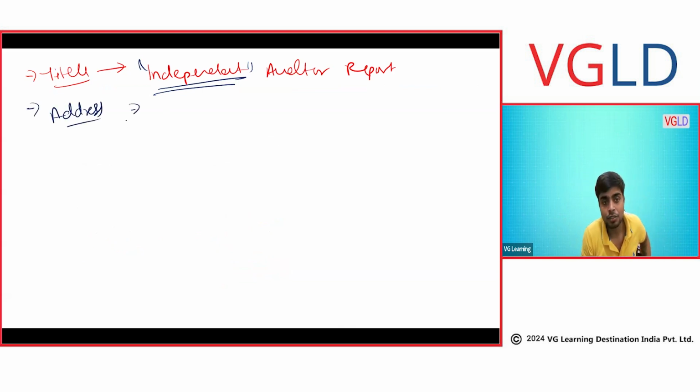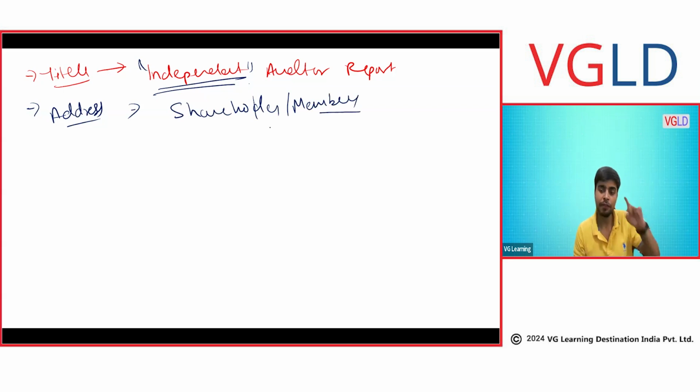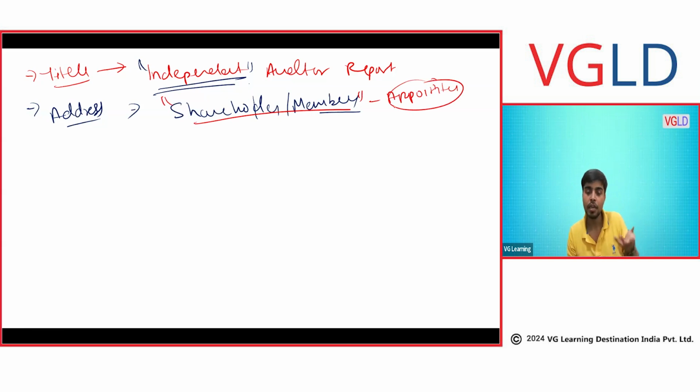And who will we address this to? We will address this to shareholders, also known as members. If it is written members or shareholders, please understand this is one and the same thing. Shareholders are the ones who appointed us, because shareholders are the ones who appoint the auditor. So we report to the shareholders: this is our independent report.